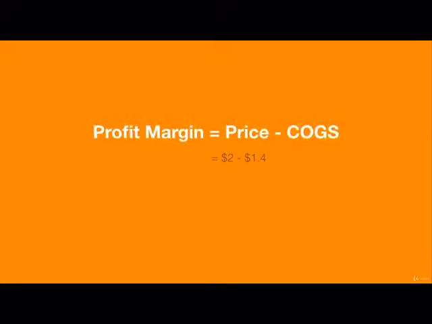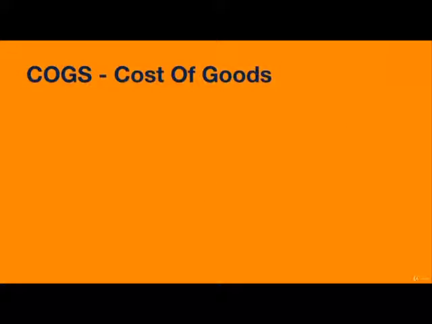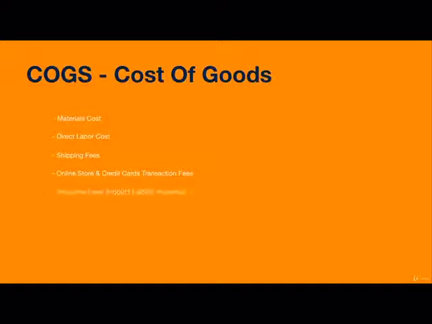Profit margin is equal to price minus your cost of goods. This is one of the most important formulas that you need to keep in your mind. You only have to do it once, but it's critical for your business success. Here is a list of some other costs that you need to consider while calculating your cost of goods, and it varies depending on your industry. Materials cost, direct labor cost, shipping fees if you provide free shipping, online stores and credit card transaction fees, such as PayPal, Amazon, and credit cards, insurance fees, your state tax or European VAT tax, and product maintenance and warranty fees.